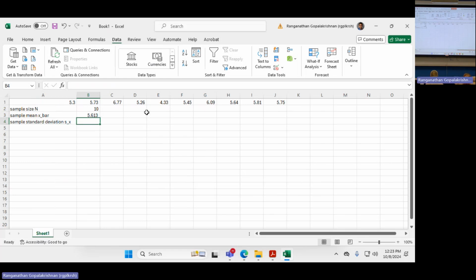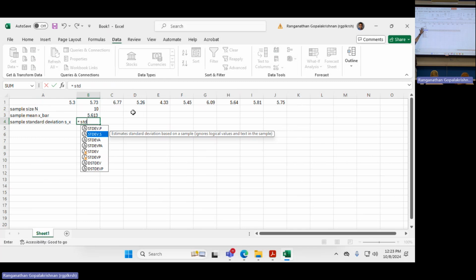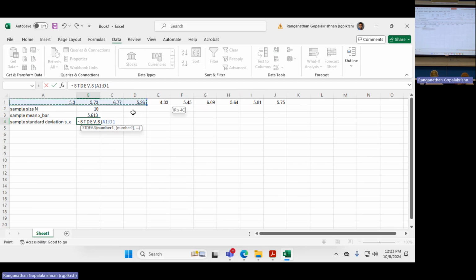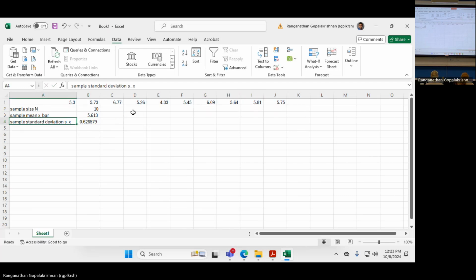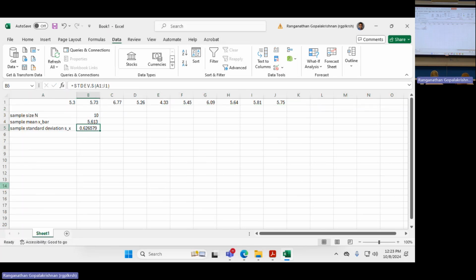If you go to Excel, you can write standard deviation, and then see here standard deviation dot p, calculates standard deviation based on the entire population given as arguments. And then second line is standard deviation S, which calculates based on a sample. Our sample happens to be just 10 values. So we'll select the second option of these quantities. So that is 0.626265.